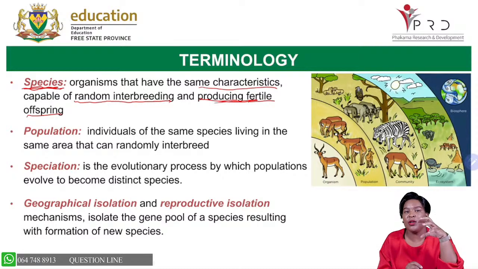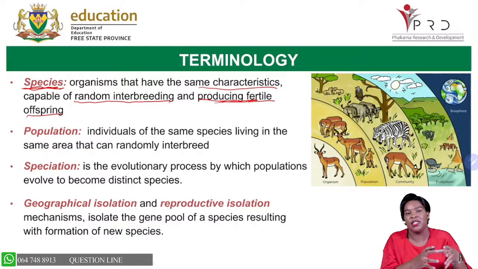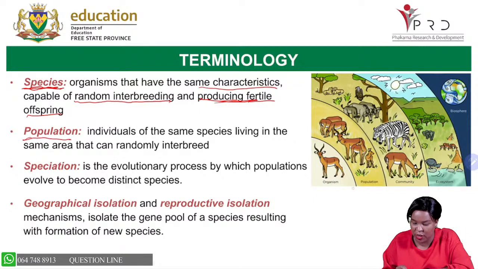So for them to be called organisms of the same species, they must have the same characteristics, they must be able to interbreed randomly, and they must also be able to produce a fertile offspring. Then you say these are organisms of the same species. Then from there, what is a population?